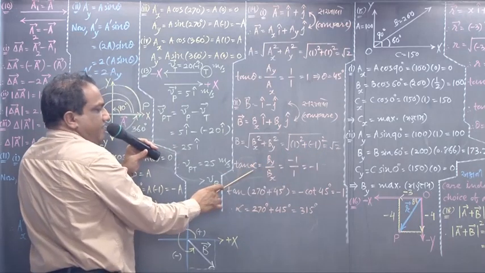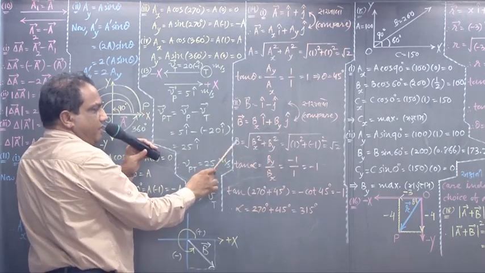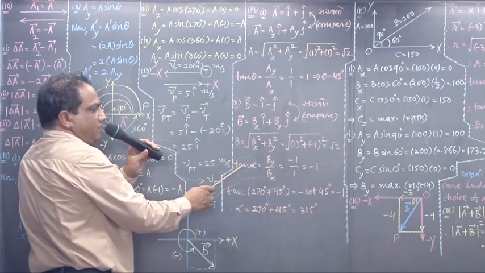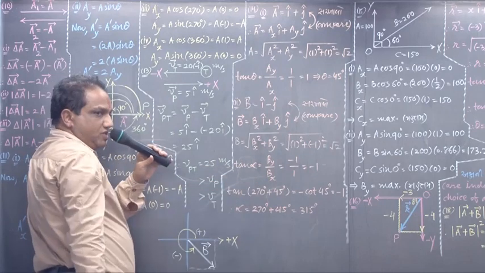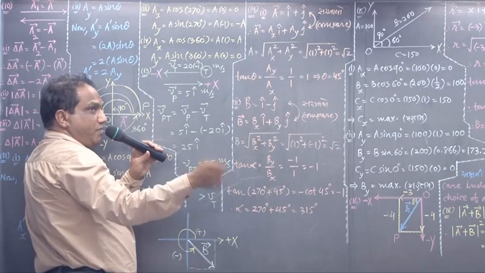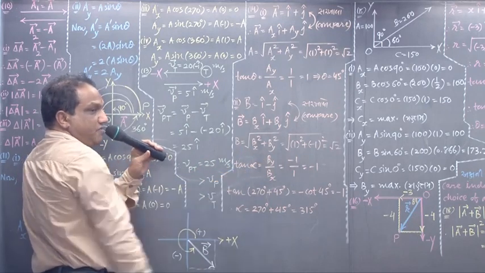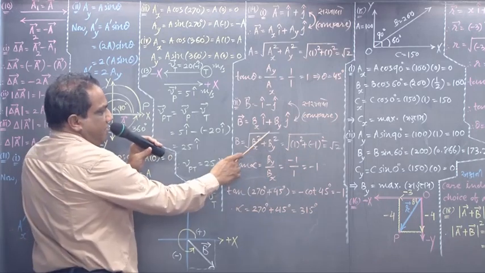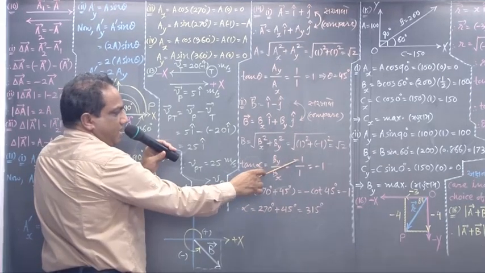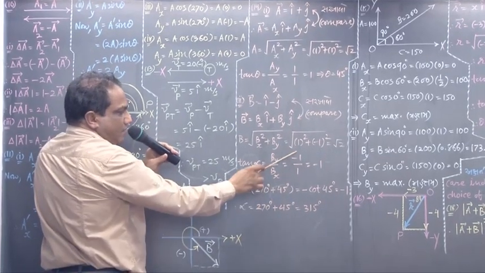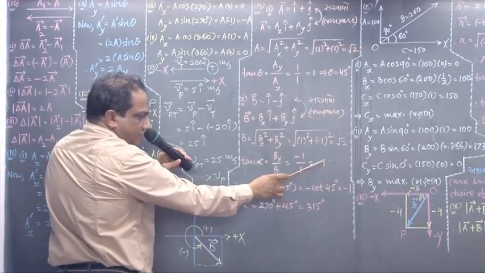Now find out tan alpha. Suppose alpha is the angle made by vector B with positive x-axis. What is the formula of tan alpha? It is always y component upon x component. Now we are talking about vector B, so you should write By upon Bx. By is minus 1, Bx is plus 1. Minus 1 upon plus 1, that is minus 1.